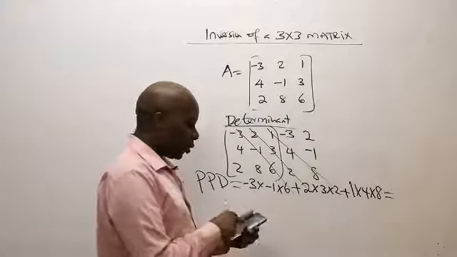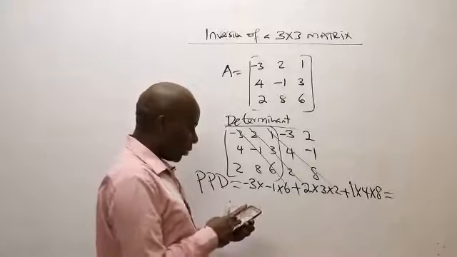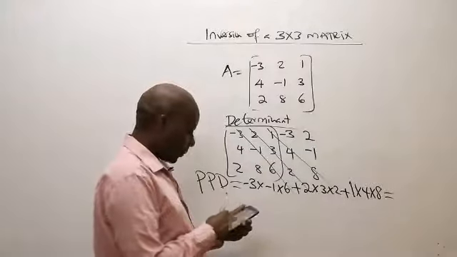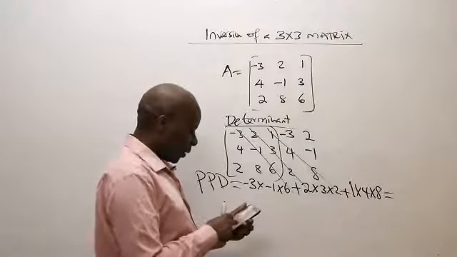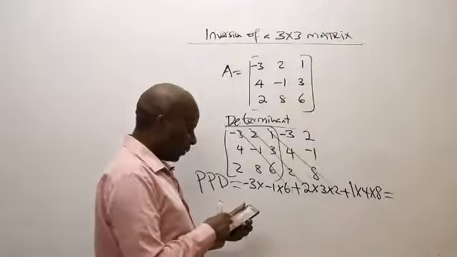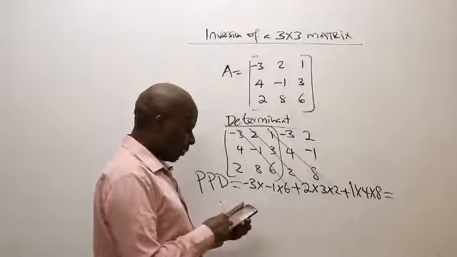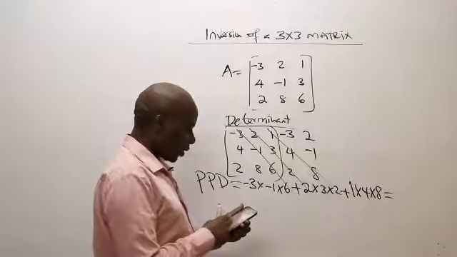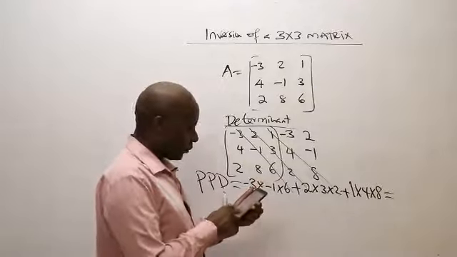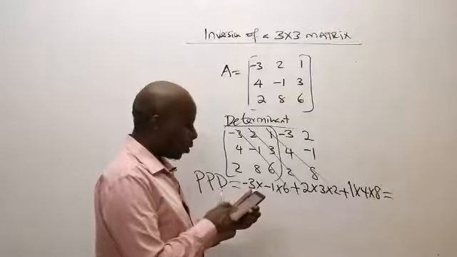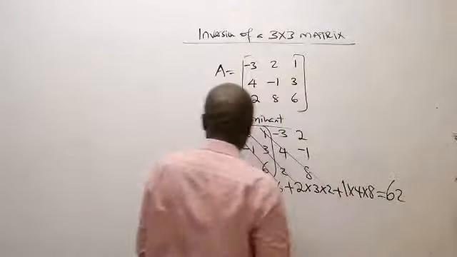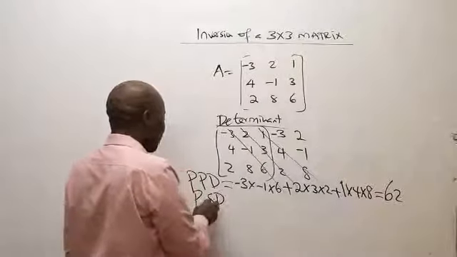Okay, so now get hold of your calculator. We have -3 times -1 times 6, plus the second one now, which is 2 by 3 by 2, plus 1 by 4 by 8. This one here gives me 62. And then come and give us the product of the secondary diagonal.